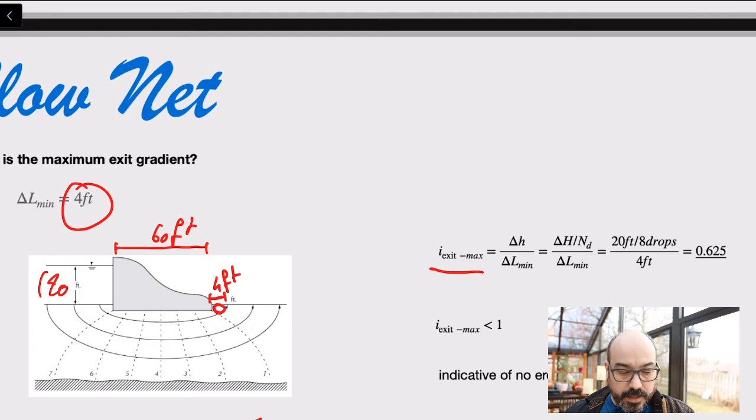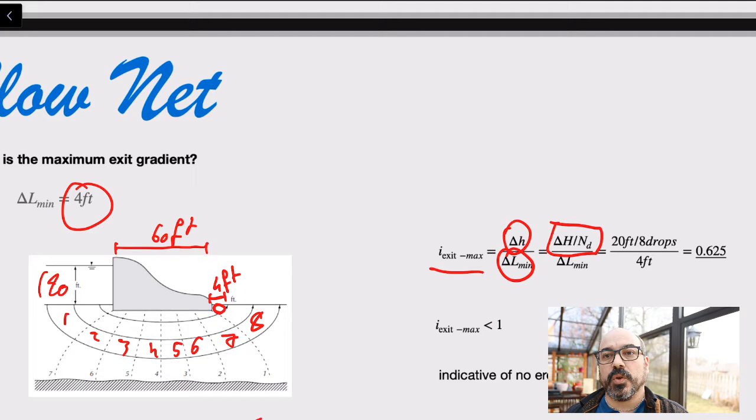Now the maximum gradient, by definition of hydraulic gradient, is the change of head over the change of distance. So the change of head is the head drop per square. The head drop per square is the total head drop divided by the number of squares. Remember from last time we had 8: 1, 2, 3, 4, 5, 6, 7, 8. So we have 8 squares, which means we're dropping 20 feet across this whole structure, across 8 squares. So the head drop per square is going to be 20 divided by 8. So this is what we have here.